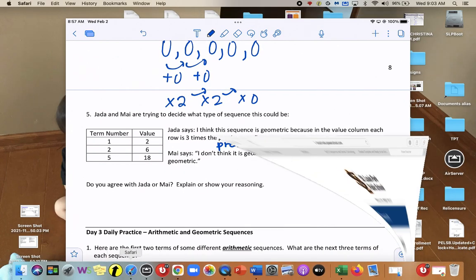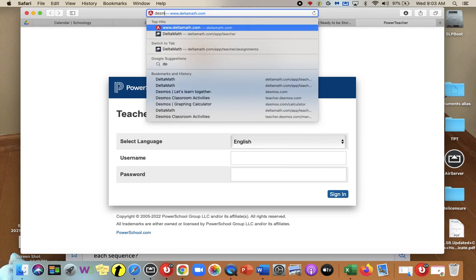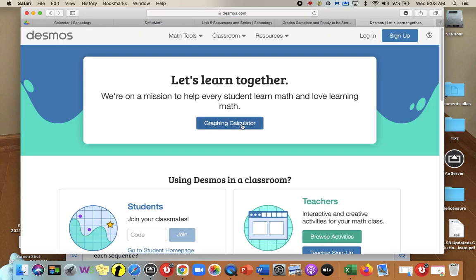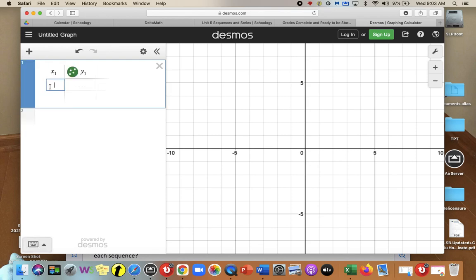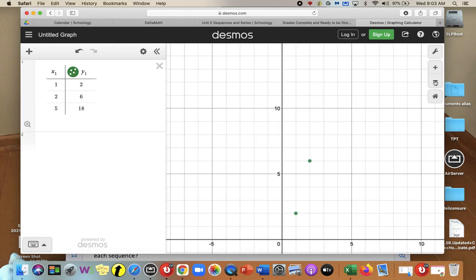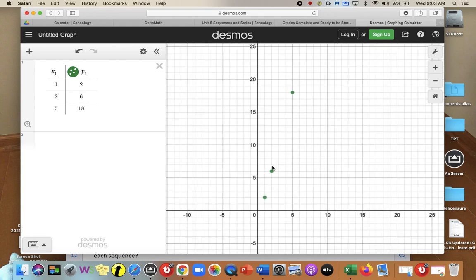Okay, so let's actually graph this. If you pull up like Desmos, a graphing calculator, we can actually make a graph here. So if you do the plus, make a table with x and y, and we have 1, 2, and 5, 2, 6, and 18. Let's take a look at this. Let's zoom out a little bit. Does this look like it could be geometric? It doesn't look geometric. Geometric looks more exponential. So I guess I would agree with Maya. It does look like it's arithmetic, right? Is there like a slope there?